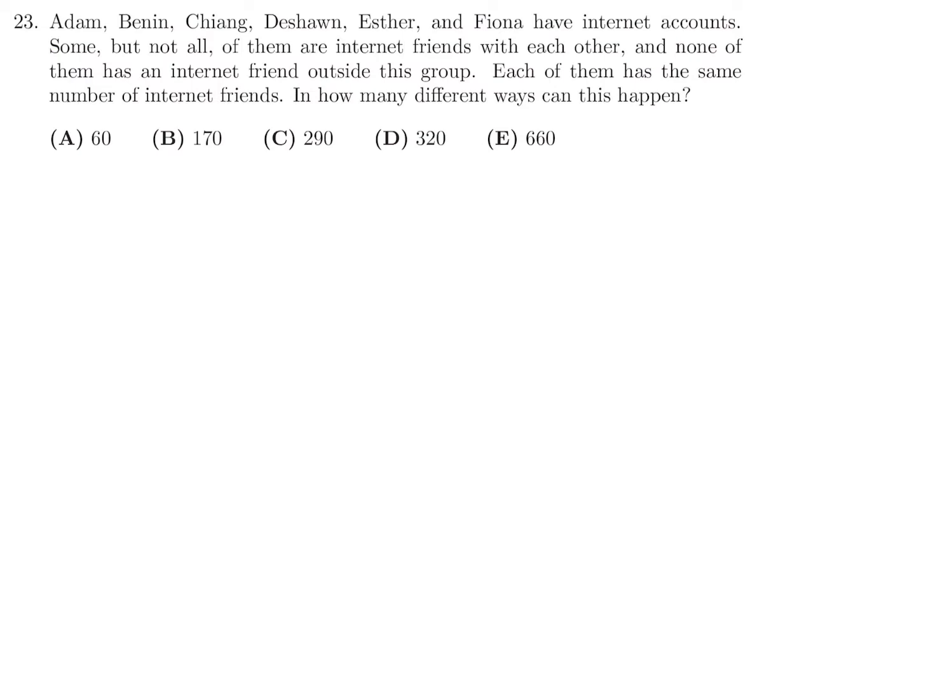Adam, Benin, Chiang, Dishan, Esther, and Fiona have internet accounts. Some, but not all of them, are internet friends with each other, and none of them has an internet friend outside the group. Each of them has the same number of internet friends. In how many different ways can this happen? So we have to first make a list of number of friends, and then for each we will figure out the number of possible cases.